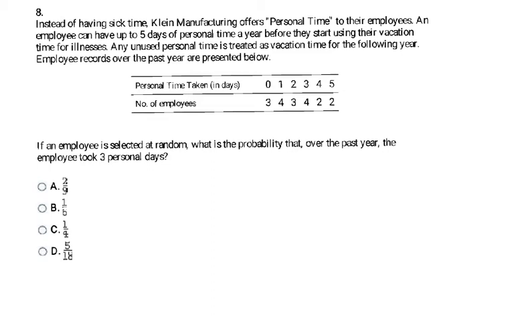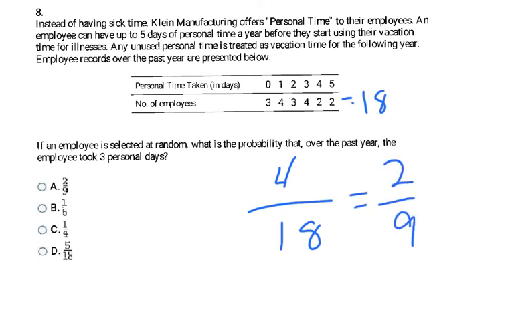So here we have to find out how many total employees there are. So that means we're going to have to add all of these up. So if I add 3 plus 4 plus 3 plus 4 plus 2 plus 2, that's going to give me 18. So that means I have 18 total employees. And how many of them took exactly 3 personal days? Well, if I look at my chart, I have 4. And each of those numbers can be divided by 2, so that simplifies to 2/9. So my answer here is A.